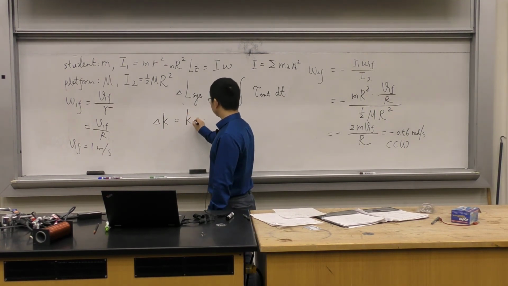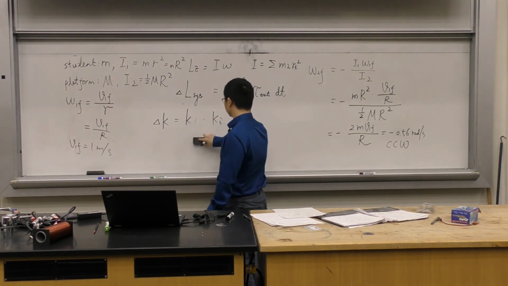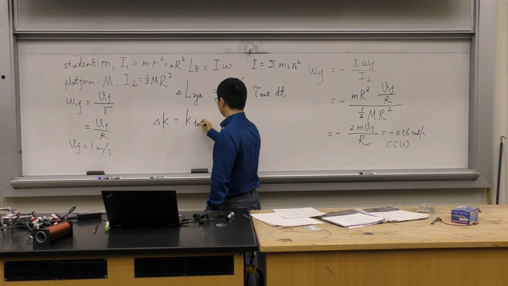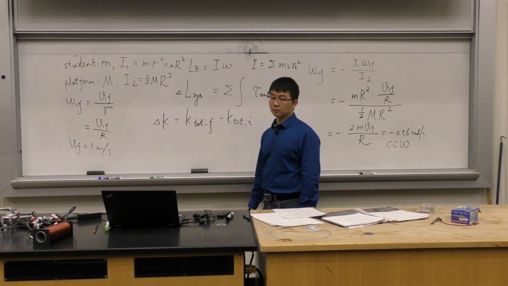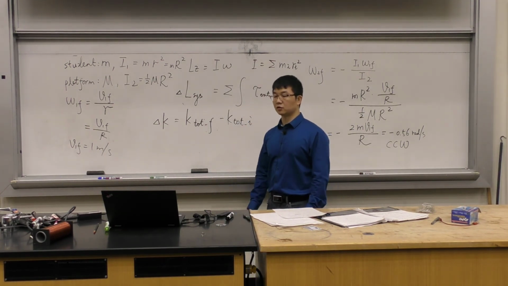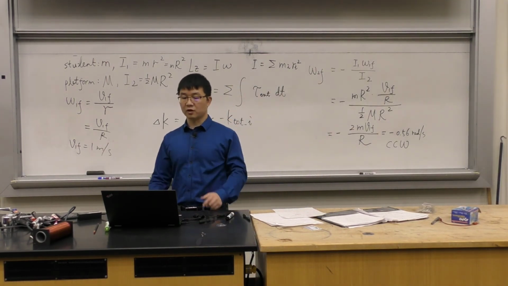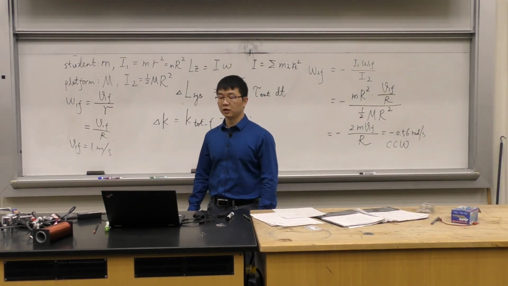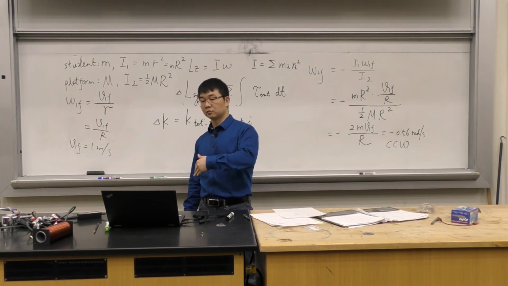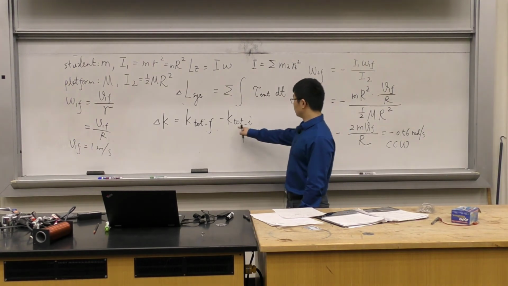So that's going to be K final minus K initial. And there's a system, right? So I would do K total final minus K total initial. What is the initial kinetic energy of the system? Well, they start from rest, right? Initially, they're not moving. Only because the student starts to walk, the platform rotates in the other direction, which is intuitive. I hope it's intuitive to us. If you have tried this, if you walk in one direction, the platform is always going to be rotating the other direction. So this is going to be zero.